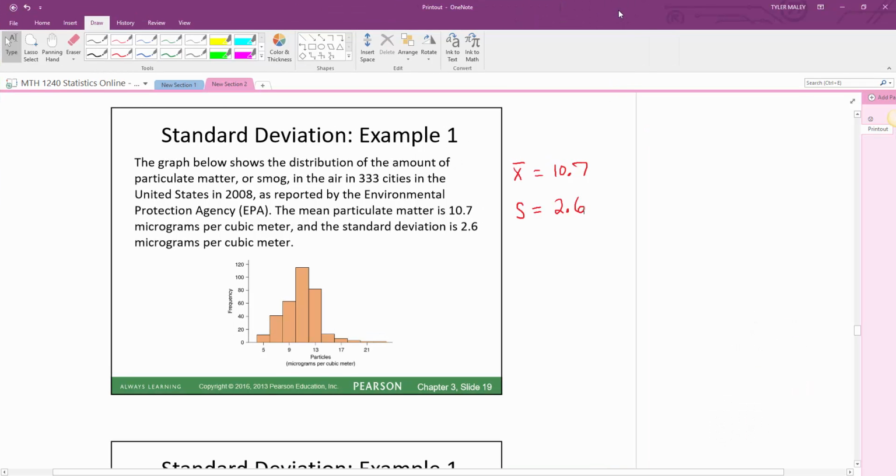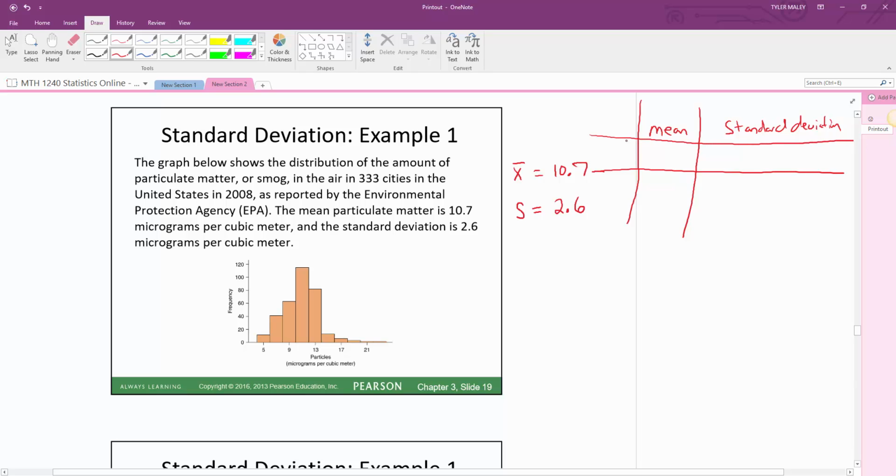We've talked about mean and standard deviation so far. So we'll do here population and sample.